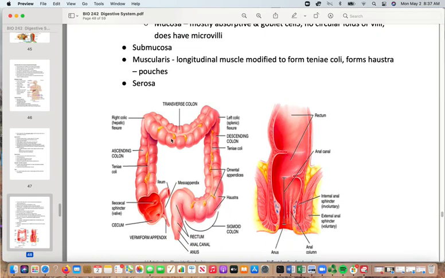This picture here is nice to show. You've got the ascending, transverse, and descending colon. You can see the haustra, the little pouches on there. And then this is the taenia coli muscle making those. And this shows an internal picture of it.